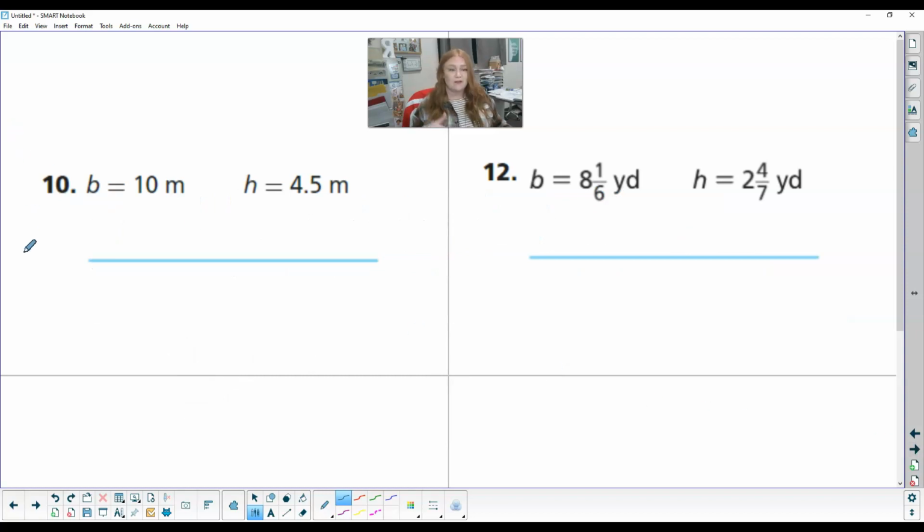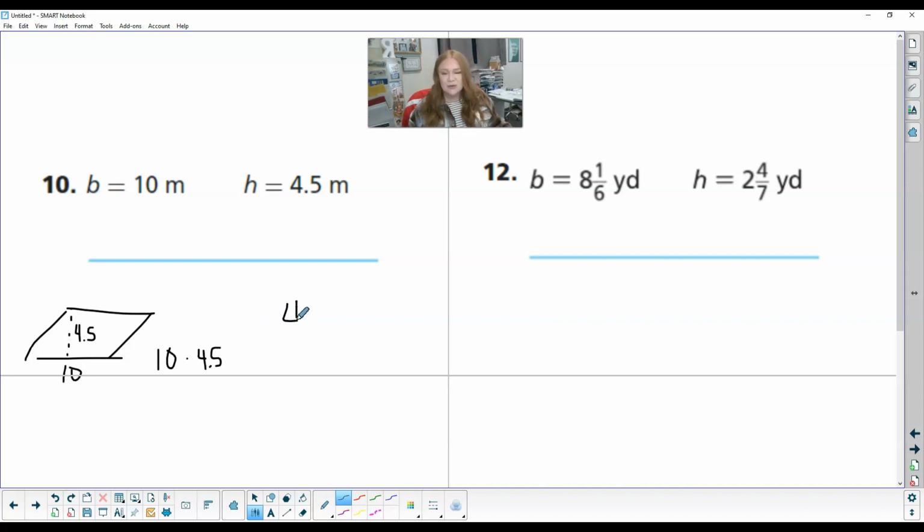Number 10 and 12 are just giving us the facts. There's no fluff about it, just the facts. So if I draw this out, my base is 10, my height is 4.5. I need to multiply 10 by 4.5. One thing I've seen a lot of us do is we want to line up our decimals when we multiply. We're getting so good at it when we add and subtract that we want to do the same thing when we multiply, but this is the only one where we don't have to put our decimals straight up and down.